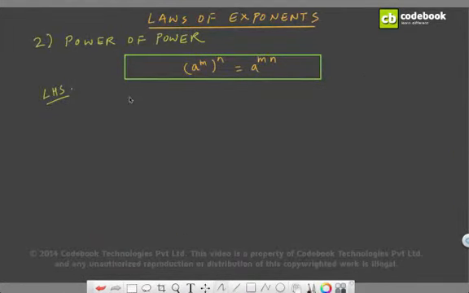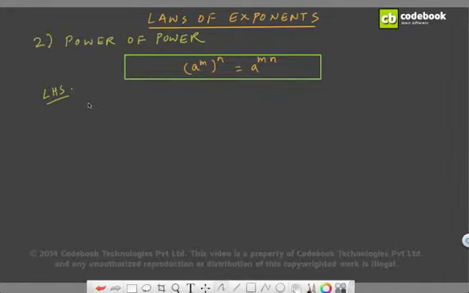The second law of exponents that we will learn is also called power of power, which is: if a to the power m is raised to the power of n, then it is equal to a raised to the power of the product of the exponents m and n, which is a raised to the power mn. So let's try to prove this.